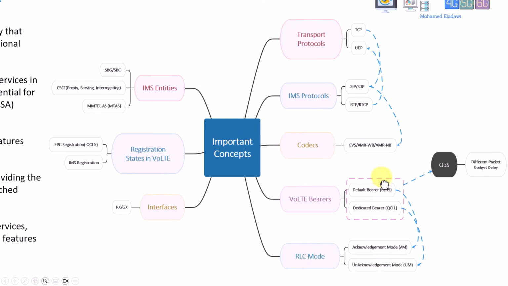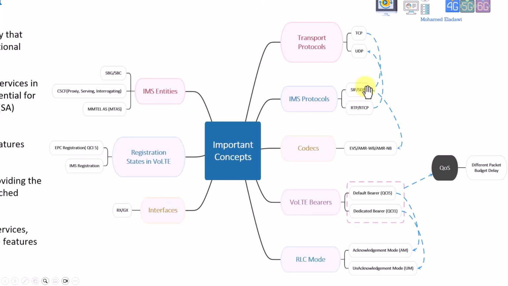And as we just mentioned, the SIP, for example, is operating over the TCP because it's having acknowledged mode, while the RTP and the RTCP operate over the UDP because they have unacknowledged mode. It doesn't require any acknowledgement. We try to explain this part as well.